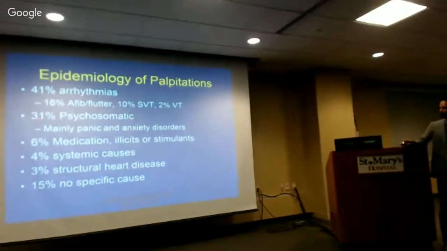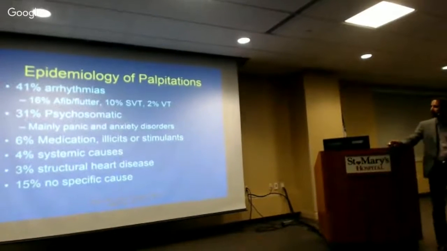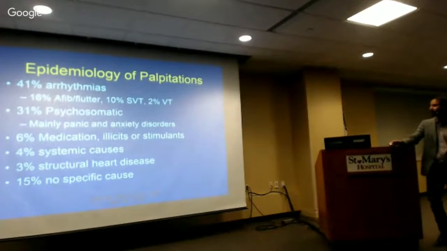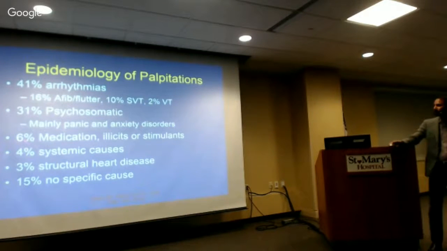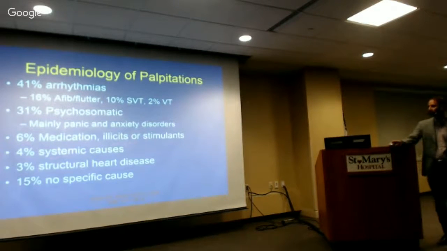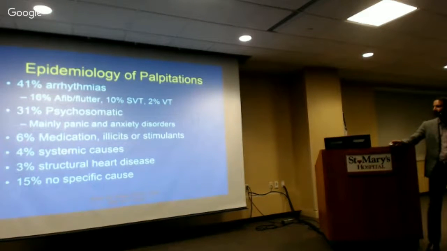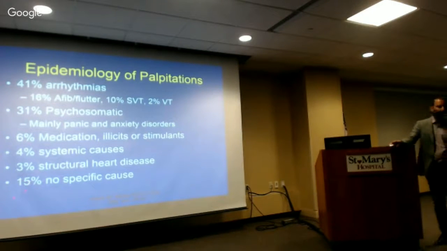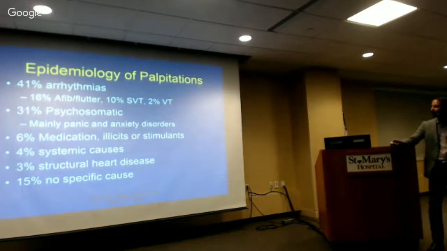The second leading category, kind of like Family Feud, is psychosomatic, mainly panic or anxiety disorders. Some of the patients, their symptoms are due to medications, often illicit drugs or stimulants. And detailed history there is certainly important. Systemic causes like fever, thyrotoxicosis, etc., can cause palpitations. Structural heart disease is actually a minority of these causes. Patients with ischemic heart disease or shunts, patients with severe valvular abnormalities, which we'll touch upon. There's also a large category where you won't find a cause, often like syncope evaluations. Sometimes a specific cause will be found for their symptoms.